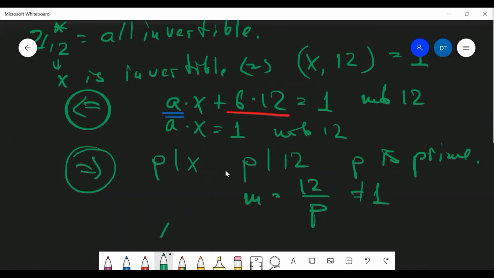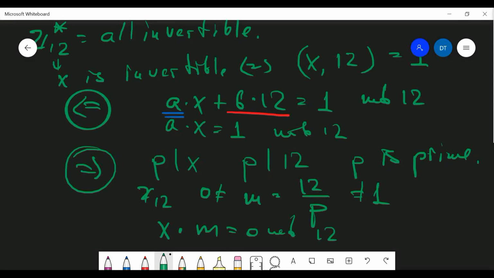Then if you multiply x by m, first of all, m is not a 0 element in Z12. And if you multiply m and x, the result is divisible by 12. Why? Because m is divisible by everything except p, and the remaining p is inside of x. So this will be 0 modulo 12. So x becomes a 0 divisor.